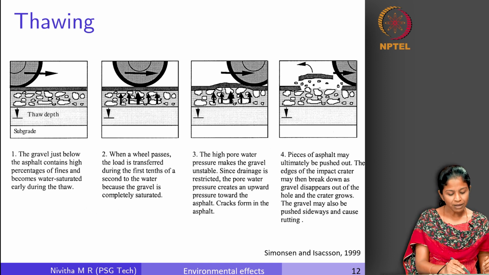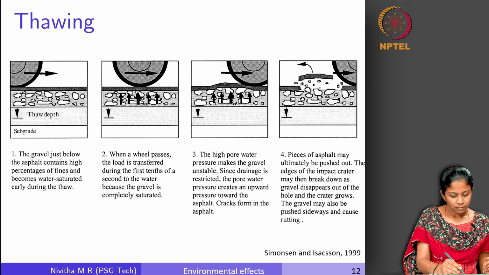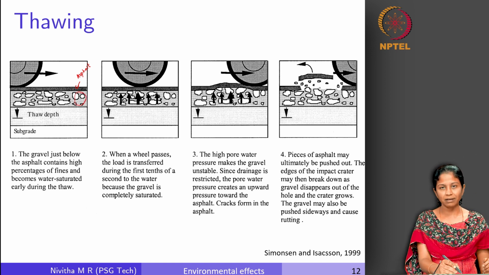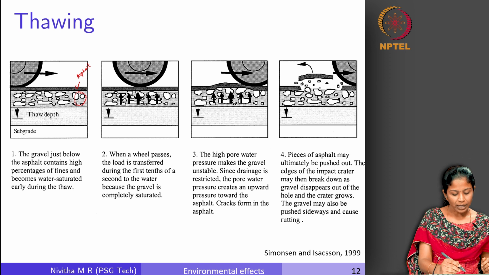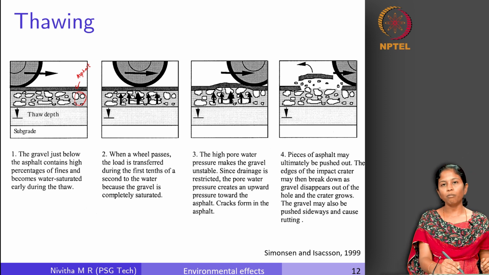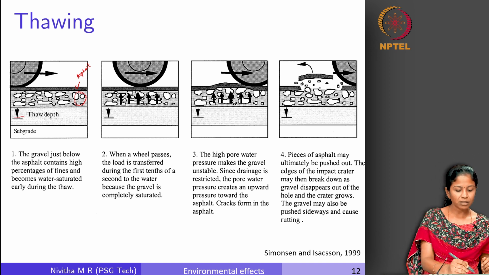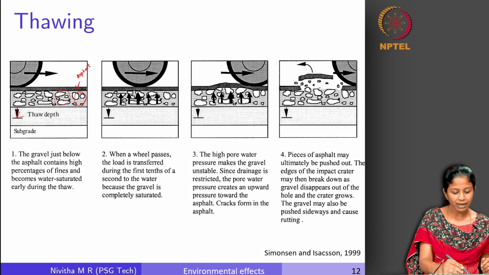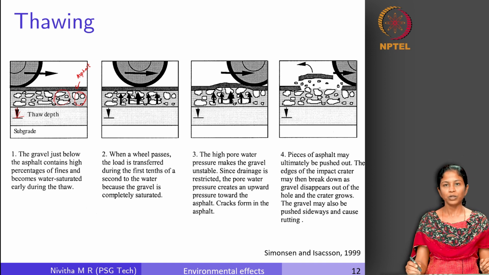Now the gravel below the asphalt, this is the asphalt layer, will contain a high percentage of fines. Again, this is for another composition, another kind of material. It will become water saturated during the early thaw, because up to this depth there is a thawing effect. So because of this thawing, more water is released, and this gravel layer will become completely saturated with water.